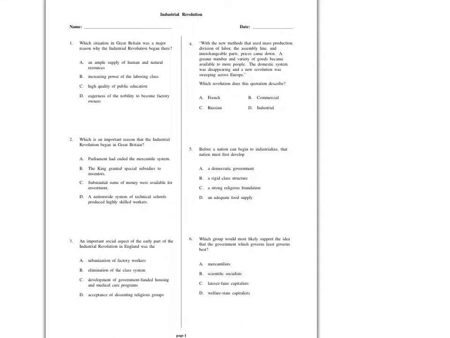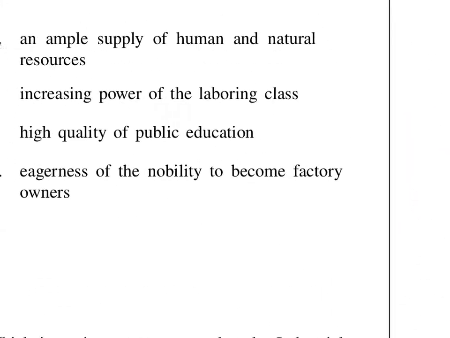Let's assess our performance on the Industrial Revolution quiz. If you got a correct answer, next to the number you're going to put a nice check, and if you got an incorrect or wrong answer, you're going to put an X. Let's take a look at question number 1.